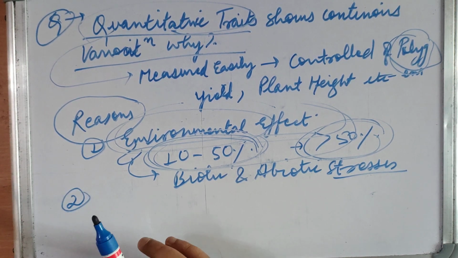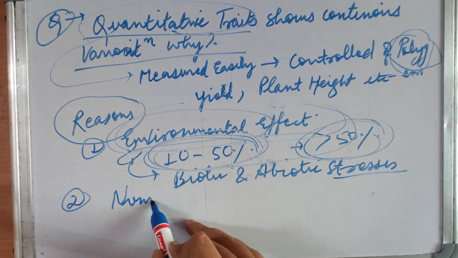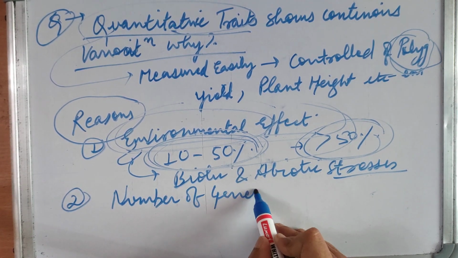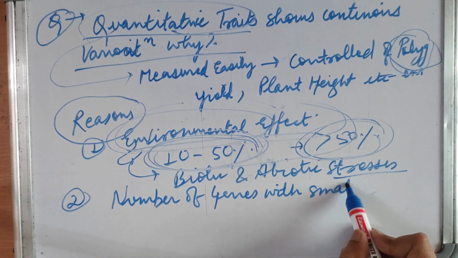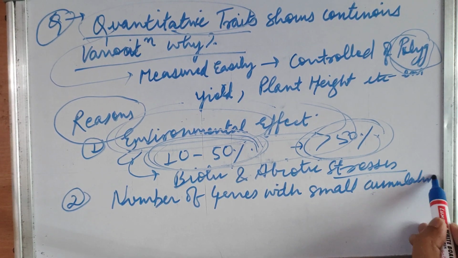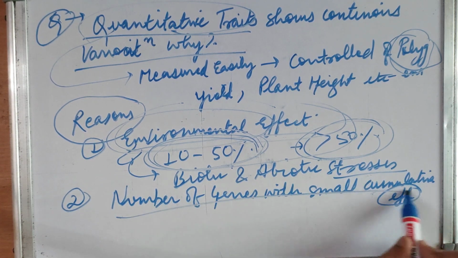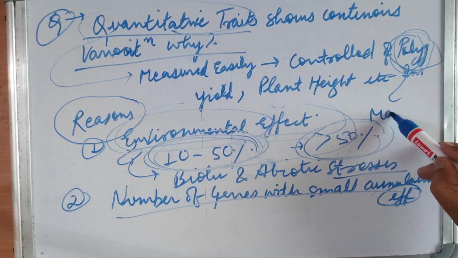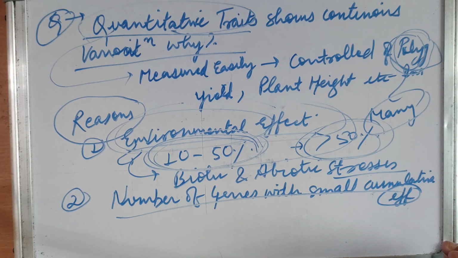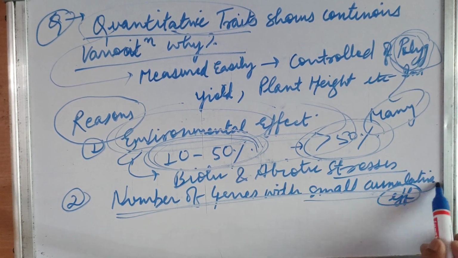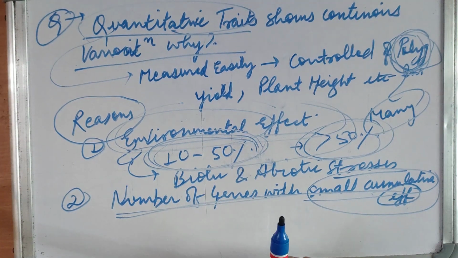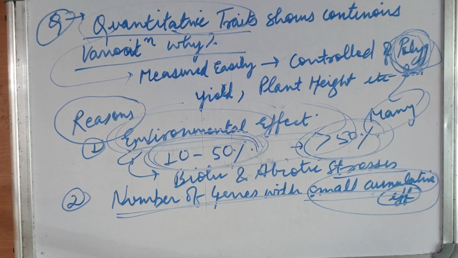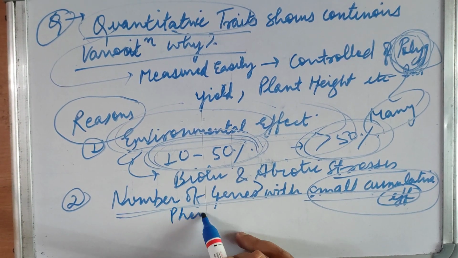Now the second reason is the number of genes with small cumulative effects. In a single gene, there is one gene with all the effect. But in polygenes, there are many genes, and each gene has a little effect. As the number of genes governing the trait increases, the phenotypic classes also increase.